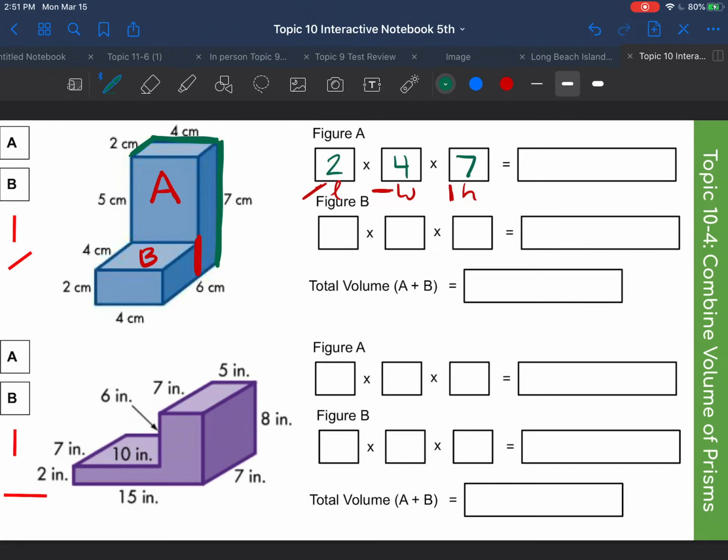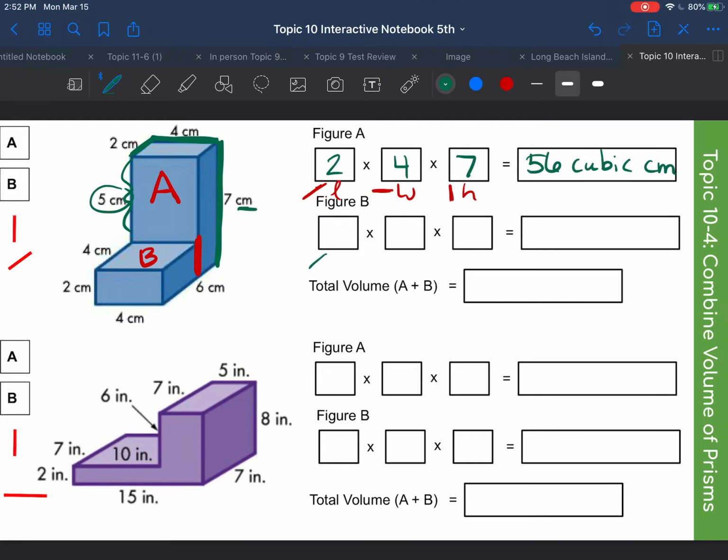Okay, so what you can do with those, you don't want to use this 5 because the 5 only takes up to there. Okay, and that's not the whole height. So now we can multiply. 4 times 2, okay, is 8. 8 times 7 is 56 cubic, and the unit is centimeters, so cubic centimeters.